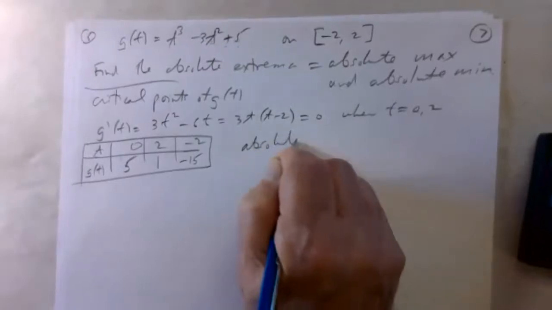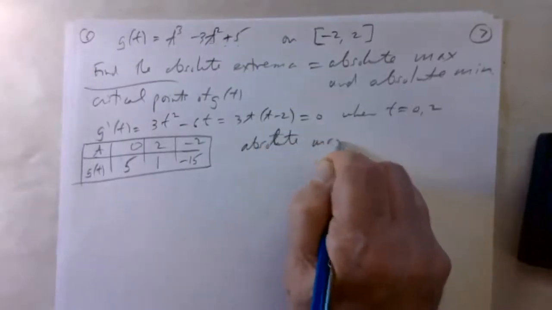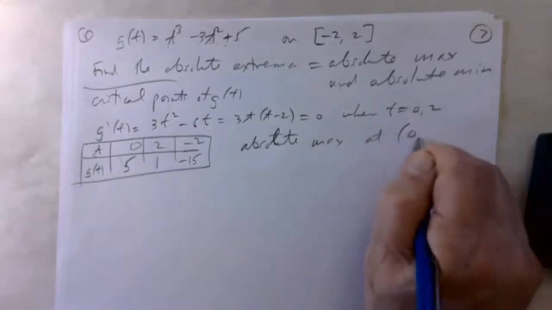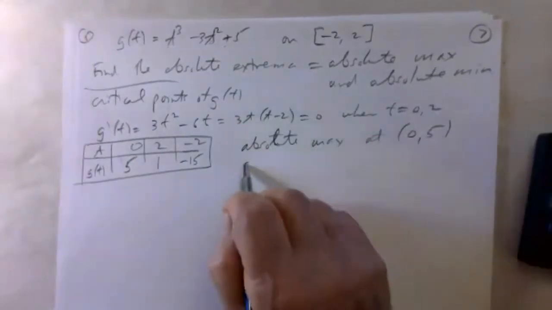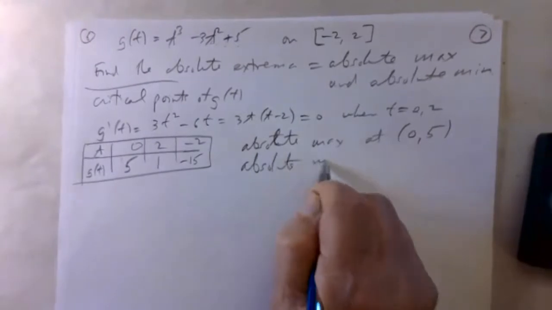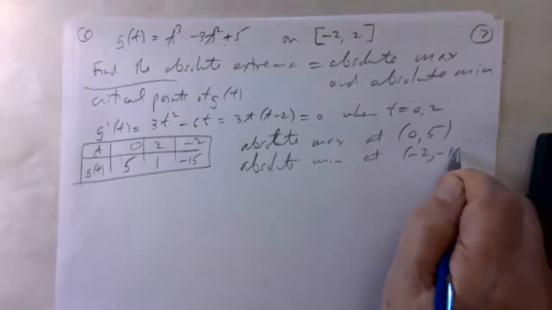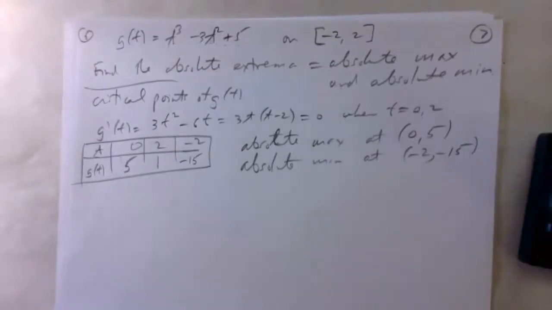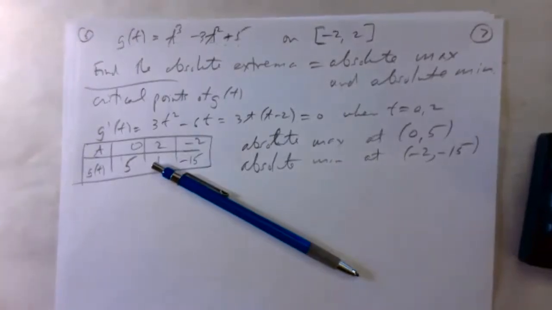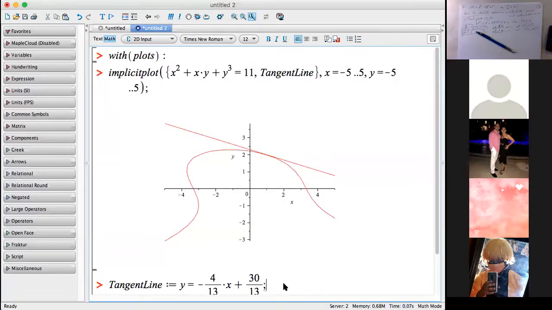So the absolute maximum is at the point (0, 5), and the absolute min is at the point (-2, -15). Actually, let me take advantage of Maple once again. Let's see if I can get back into it. Here we are.